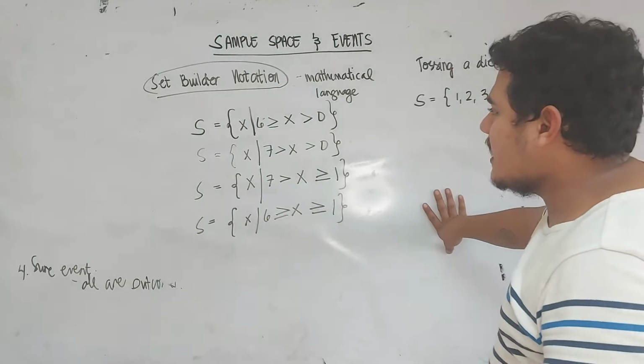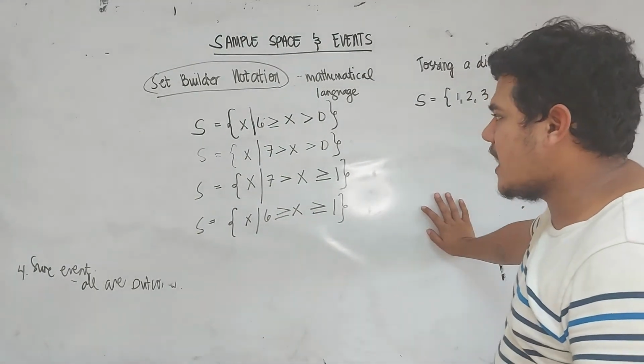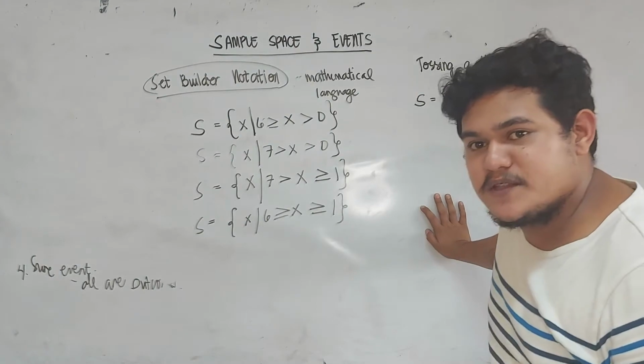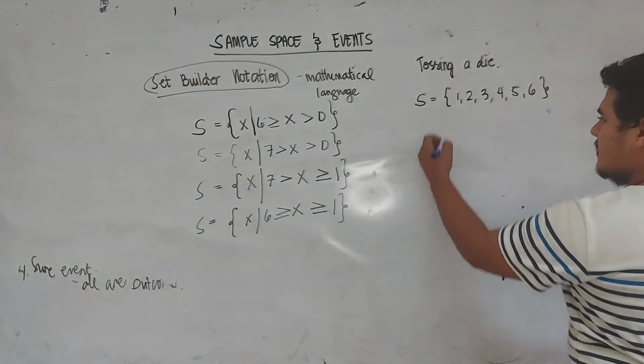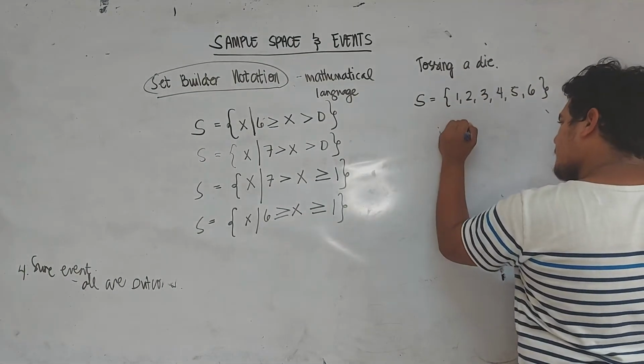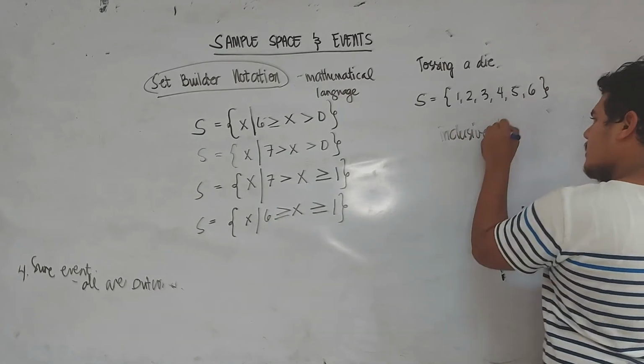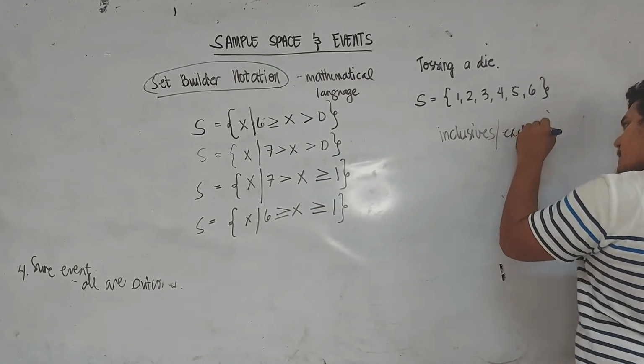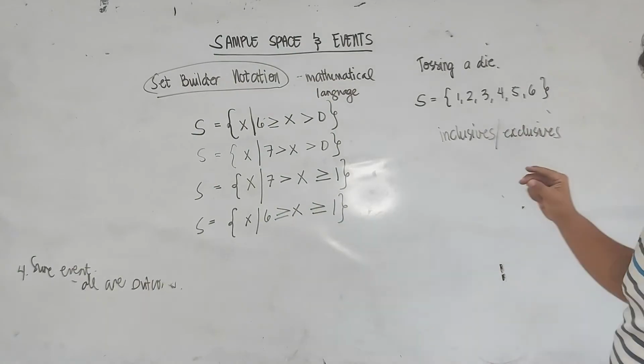Okay guys, ano siya pasabot sa set builder notation? Natong tawag kini inclusive ug exclusive. Kapag sinabing inclusive, pareha ini.